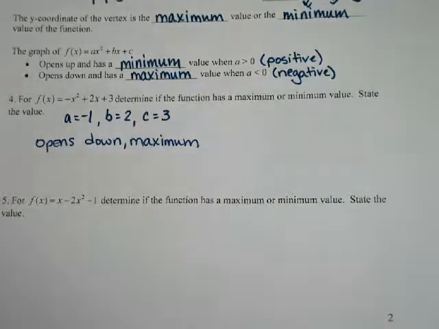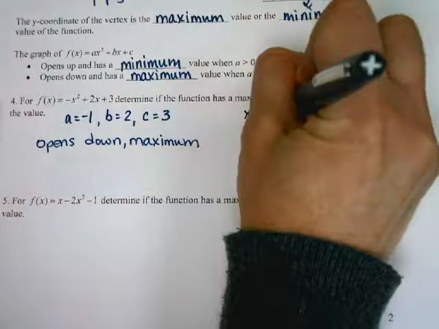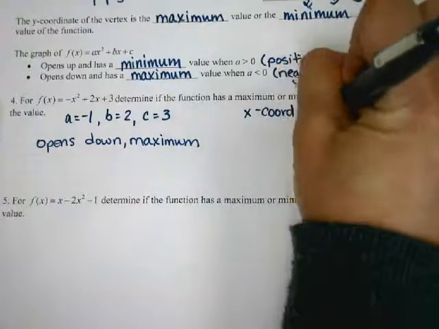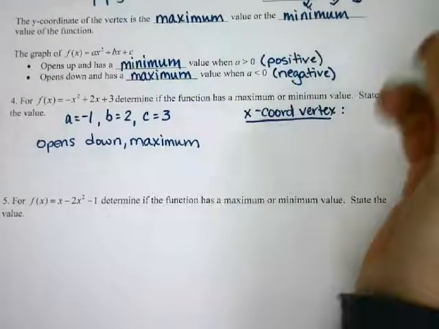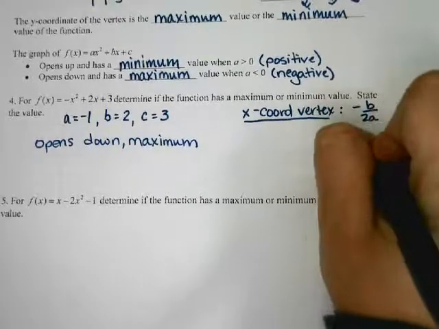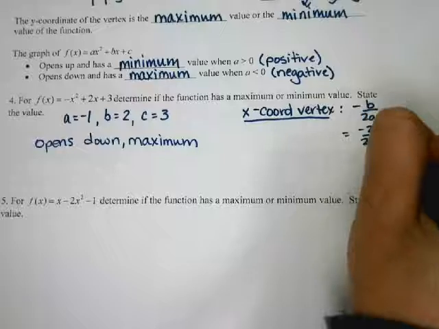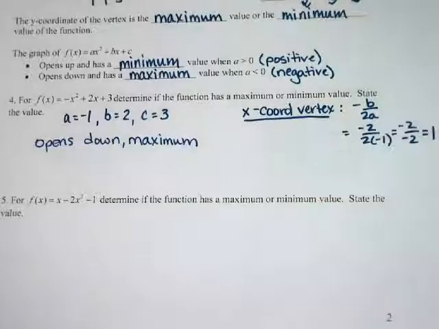Now, it said find that value. That value is the y-coordinate of my vertex. In order to find the y-coordinate of my vertex, you have to find the x-coordinate first. So the x-coordinate of my vertex is negative b over 2a. Negative 2 over 2 times negative 1. So negative 2 over negative 2, so a positive 1.